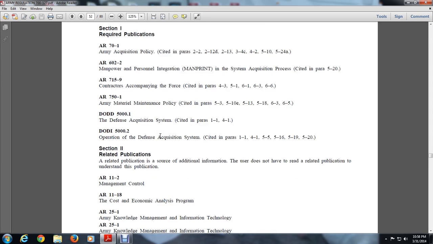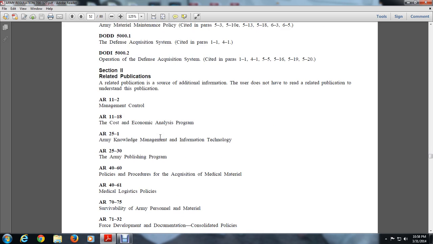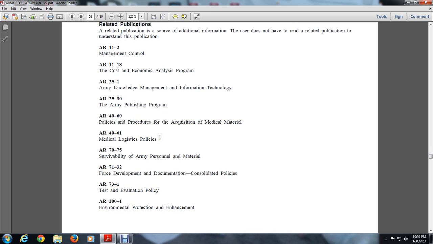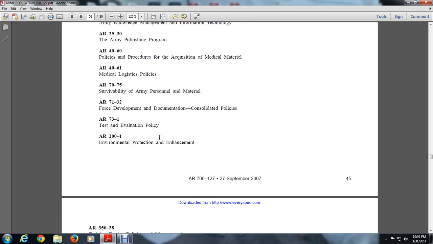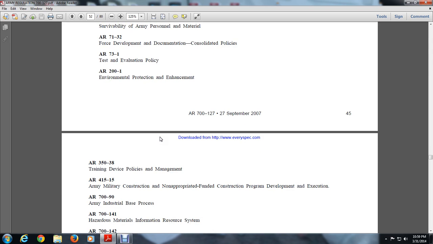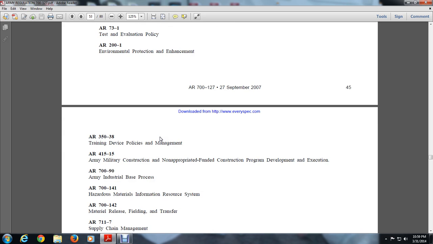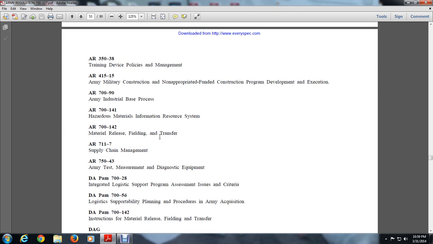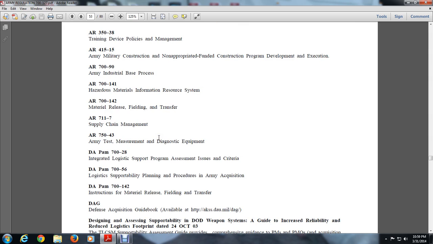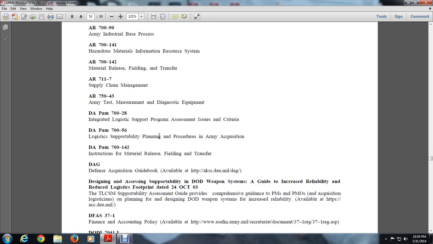Related publications are Management Control, Cost Economic Analysis, Army Knowledge and Information Technology, Army Publishing Program, Policy and Procedure, Acquisition, Medical Materiel, Medical Logistics, Survivability, Army Personnel and Materiel, Force Development Documentation, Consolidated Policies, Test and Evaluation Policies, Environmental Protection and Analysis, Transportation, Training Devices, Policy Management, Army Military Construction, Non-Appropriated Funding, Construction Development and Execution, Army Industrial Base Processes, Hazardous Material Information Resources, Materiel Release, Fielding, Transportation Supply Chains, Army Test Measurement and Diagnostic, Integrated Support Program Assessment, and logistics support planning procedure, Army acquisition instruction, materiel release, fielding, transportation.